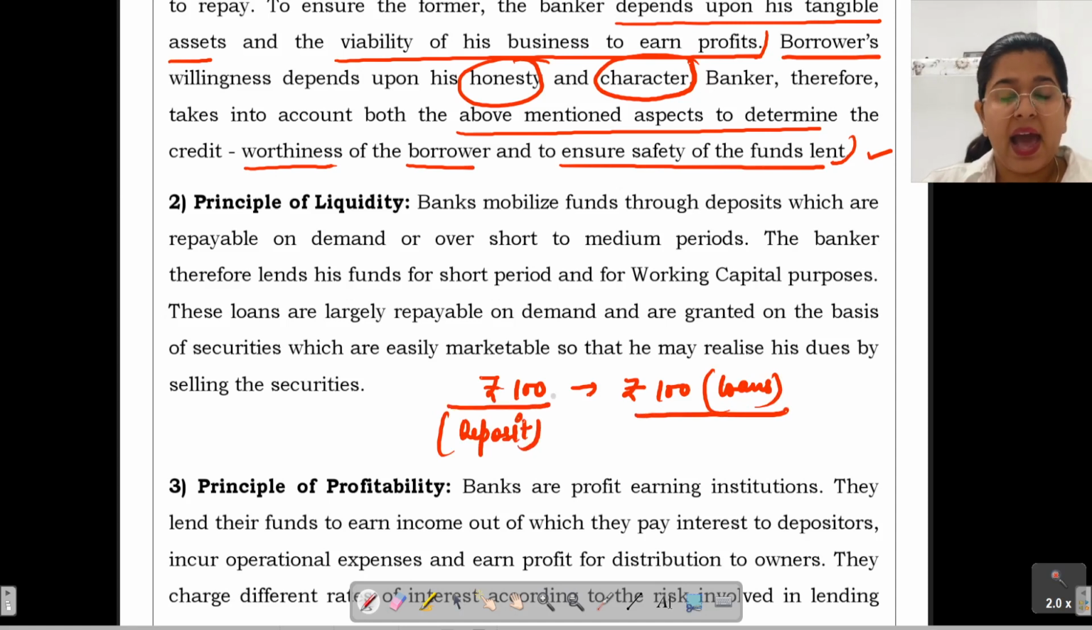I have distributed 100 rupees as a loan. Now I have nothing to pay if my depositors reach out to me.